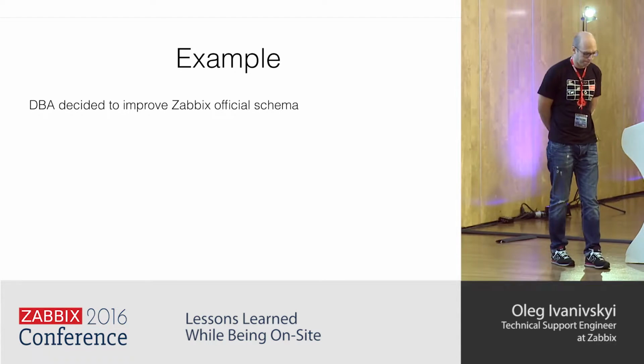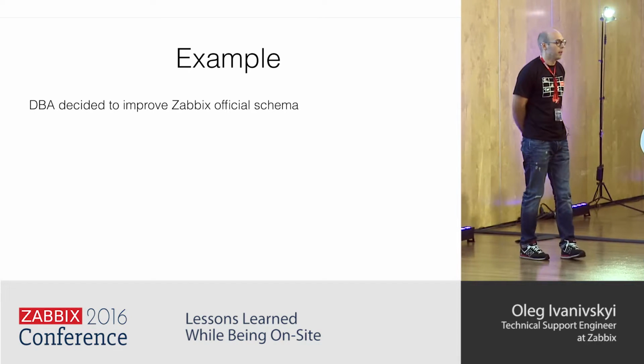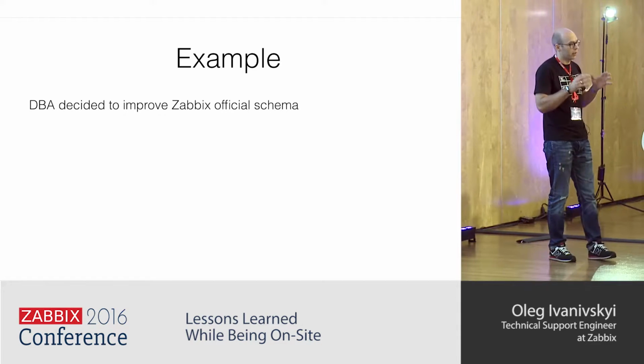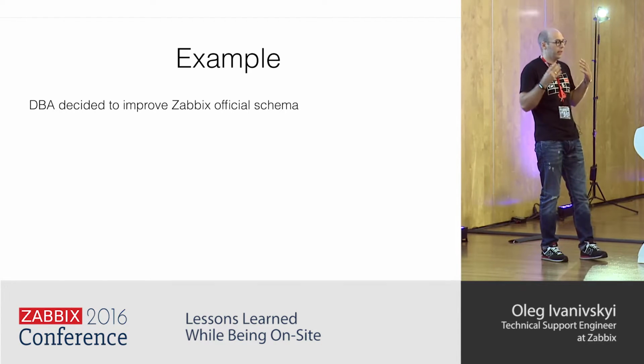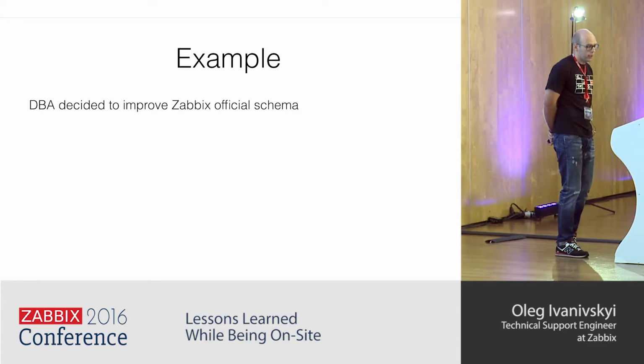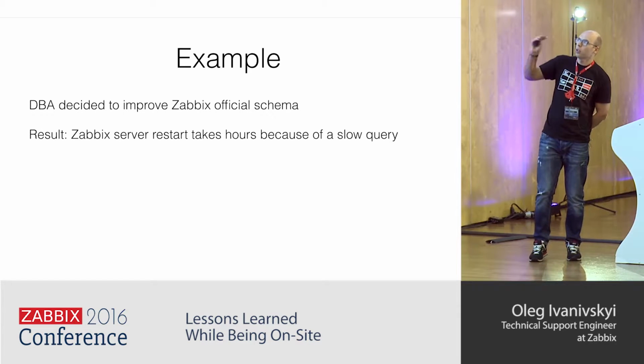Customer has a DBA. And the DBA decided to improve the Zabbix official schema. The DBA has no idea, no details about the Zabbix database schema itself, but at the same time has some certificates, so quite a good DBA. And again, on the site visit, like, guys, any problems? And they can see such an issue.